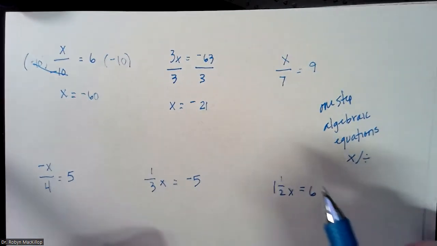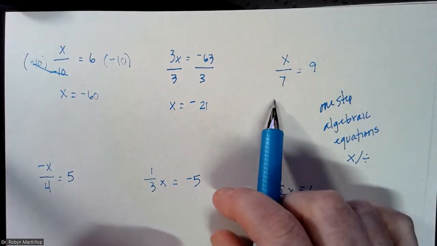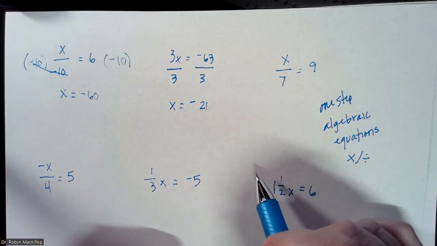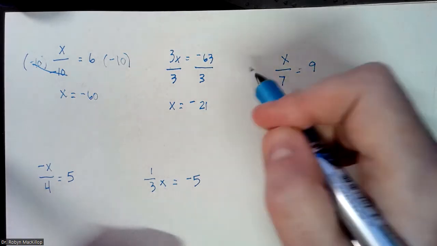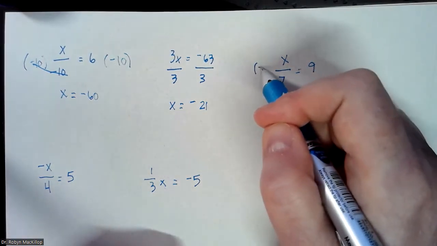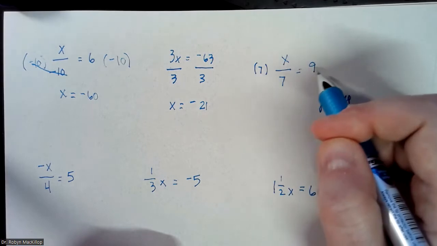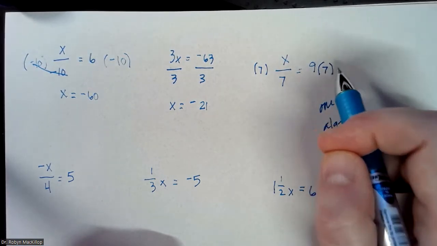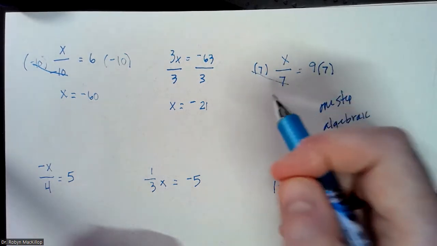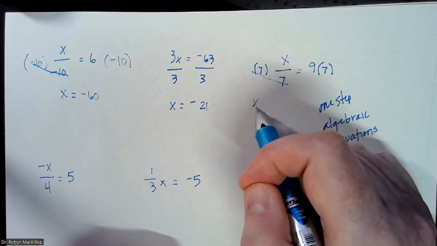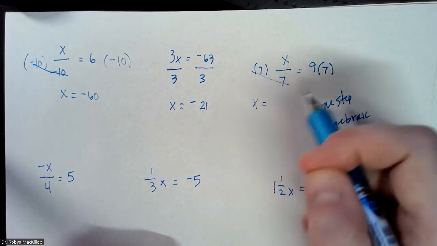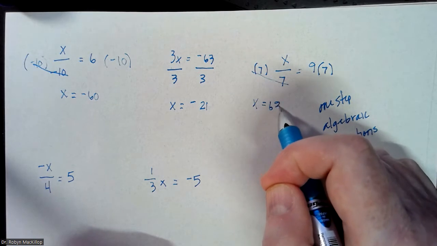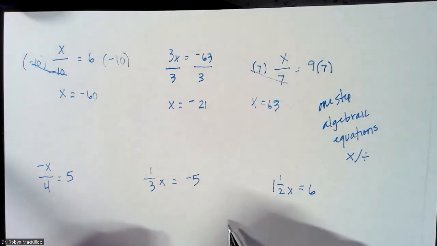All right, this one, we are back to a division problem. X over 7 equals 9. We want to get rid of that 7 by multiplying it out on both sides. So this side multiplied by 7, this side multiplied by 7. Again, these cancel. Leaves us with x on that side. 9 times 7 is, I think it's 63, hopefully. X equals 63.